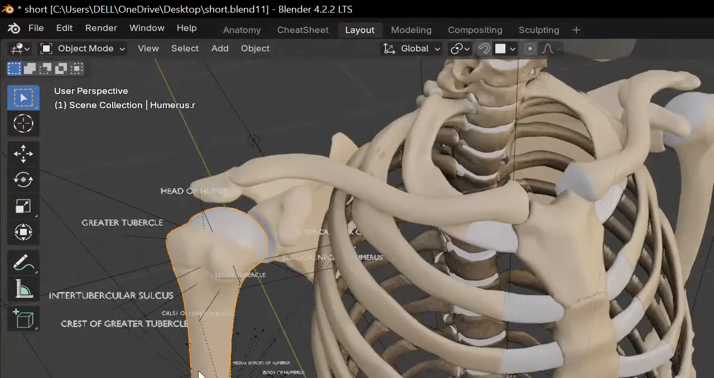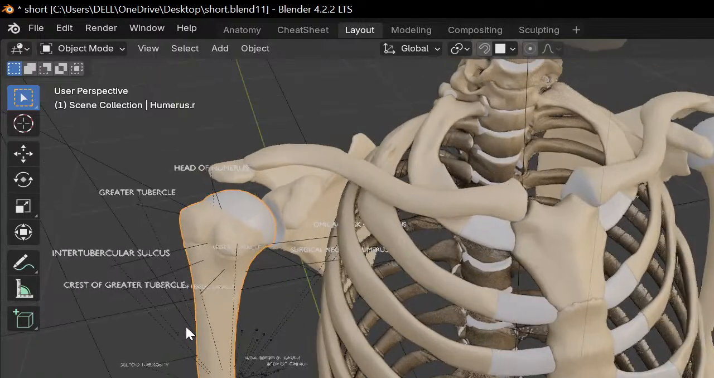This is the longest bone in the upper limb. The humerus is the longest bone in the upper limb, and it is one of the long bones in the body.